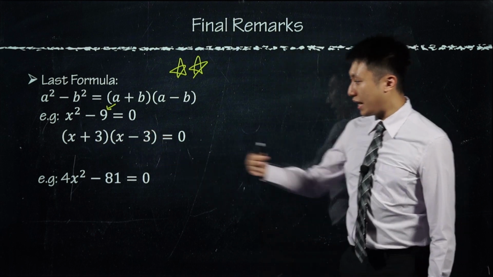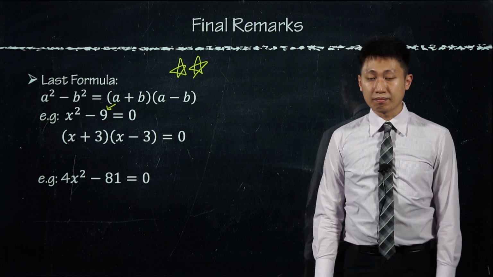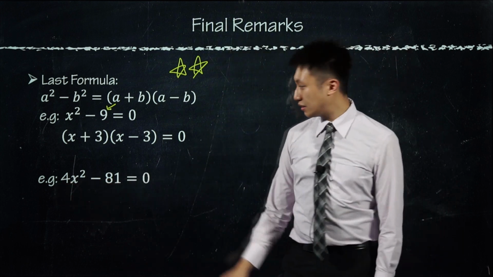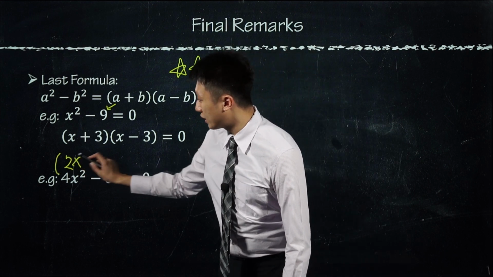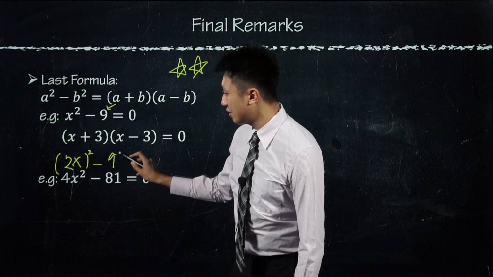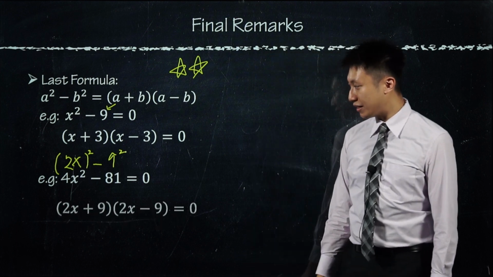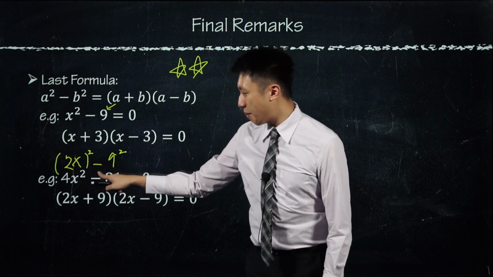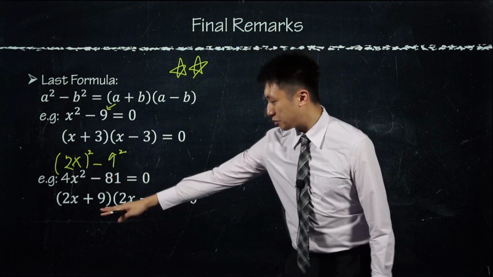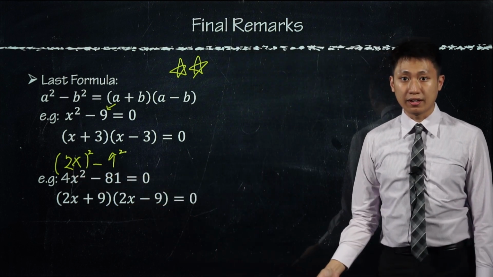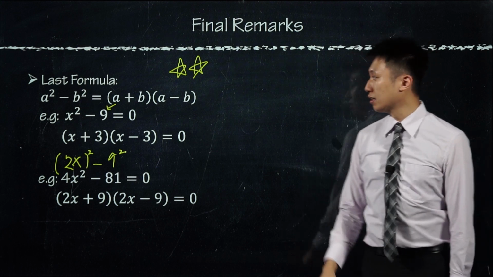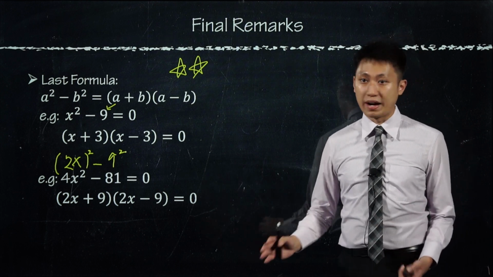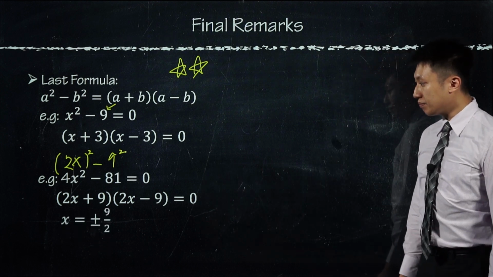Okay, so second one, can you try this one? How do you view the first one as something squared? That's 2x, right? Okay, 2x, the whole thing squared, then minus 9 squared, okay? So if you factorize, it will be (2x plus 9)(2x minus 9), and you solve for it, okay? Very, very important, this one. In other chapters also, further down from here also, very important. Okay, so you got that?